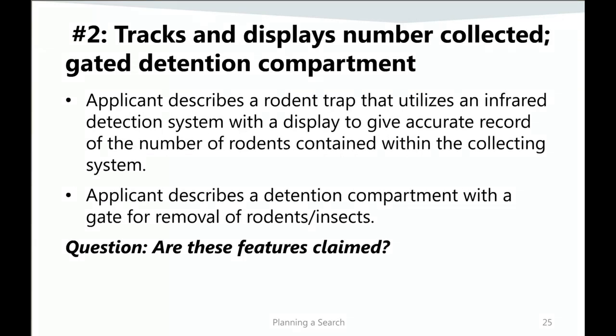Also in this hypothetical application, the applicant describes a rodent trap that utilizes an infrared sensor detection system with a display to give an accurate record of the number of rodents contained within the collection system. Finally, the applicant also describes a detention compartment with a gate to allow for the removal of trapped rodents and insects. As before, the searcher must determine which, if any, of these disclosed features are actually being claimed.